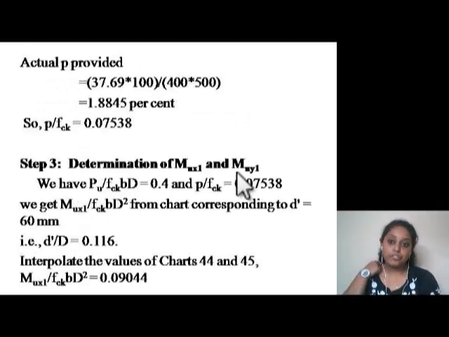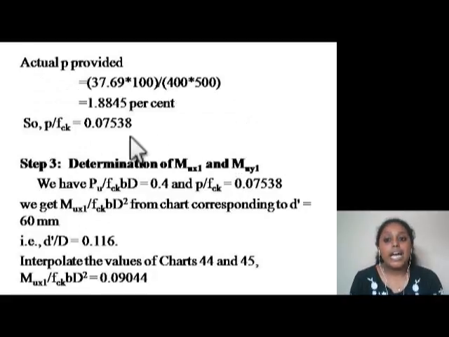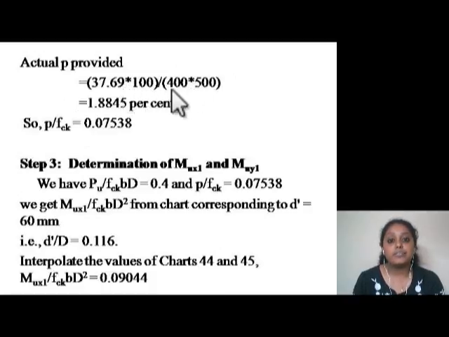Next we have to calculate the actual P provided, that is 37.39 into 100 divided by 400 into 500, that is 400 and 500 is the BD. We will get 1.8845%. After this we will find the P by FCK, that is 1.8845 divided by 25, we will get 0.07538. Next step is determination of MUX1 and MUY1.